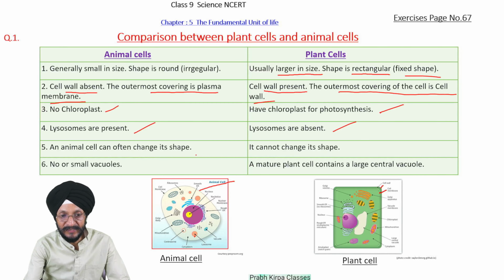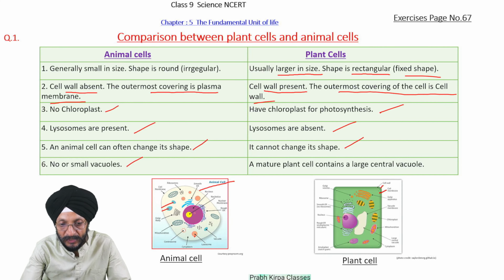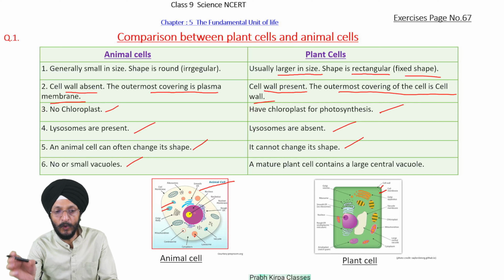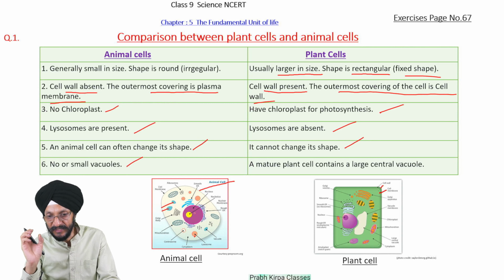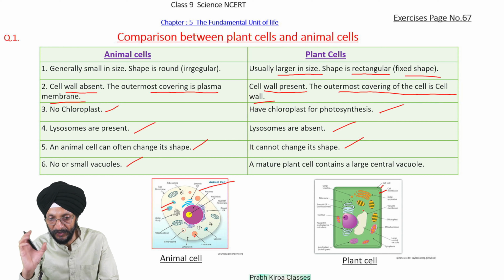An animal cell can often change its shape. A plant cell cannot change its shape. Vacuoles: none or small in animal cells. You can see here that this is a vacuole, which is smaller in size. These are of small size. There may be no vacuole in the animal cell, or there may be small vacuoles. Whereas in a plant cell, a mature plant cell contains a large central vacuole. You can see here, in white color, this is the large central vacuole.